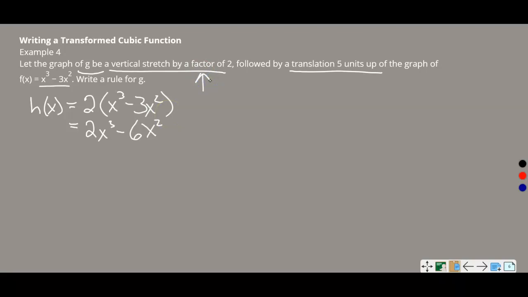Now it says take that, and we're going to move it 5 units up. So let's take that same function here, and we'll call it g, because this is the last thing we're going to do. We're going to take this function here, 2x cubed minus 6x squared, and simply add 5 to move it up 5 units. So the new function is 2x cubed minus 6x squared plus 5.